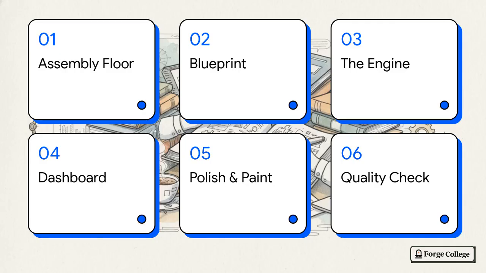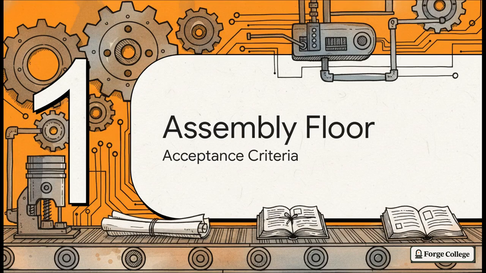Here is our structured, entirely pain-free assembly manual. We're going to hit the assembly floor, structure the blueprint, drop in the engine, format the dashboard, run a quick quality inspection, and then, finally, launch. So, first up, the assembly floor and our acceptance criteria.